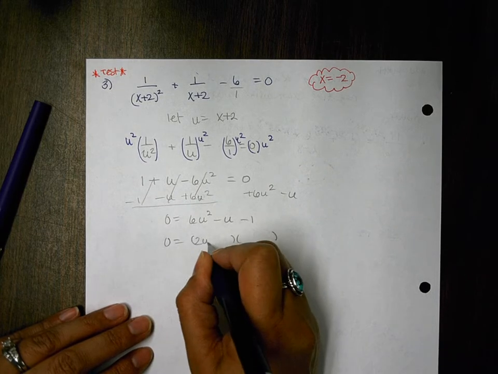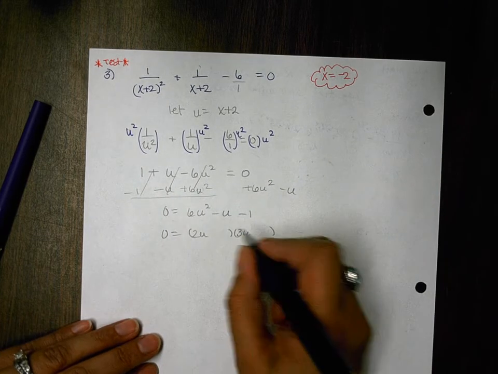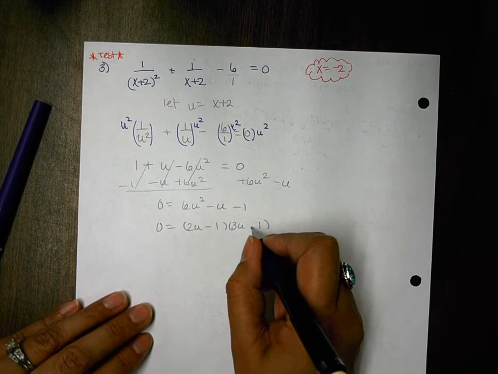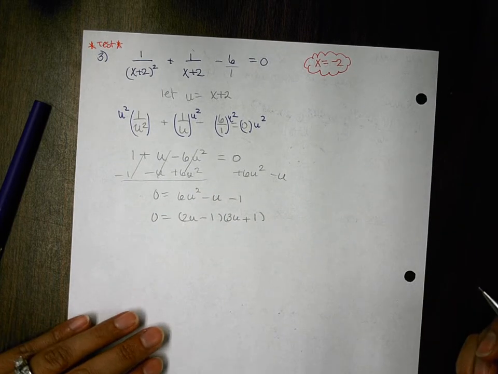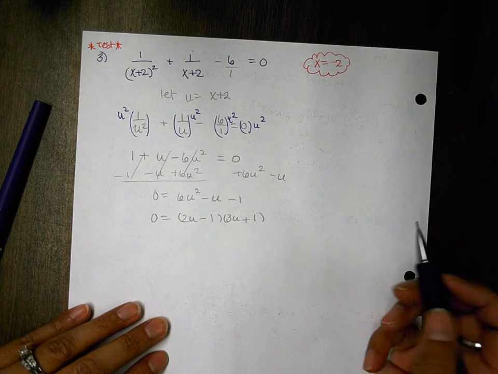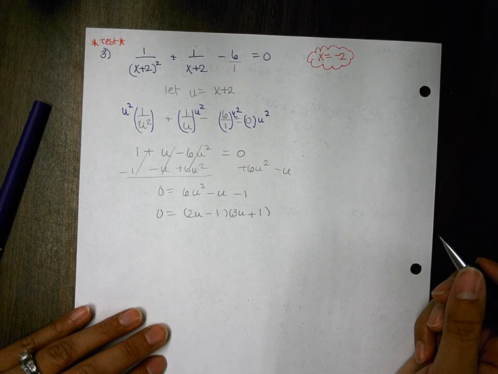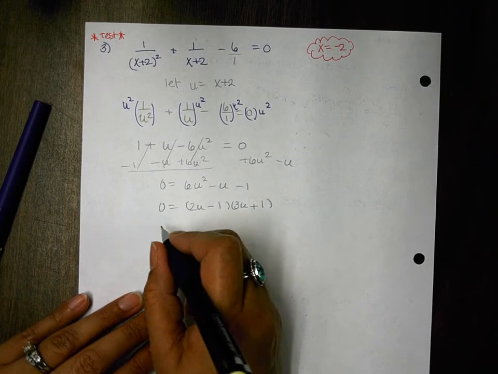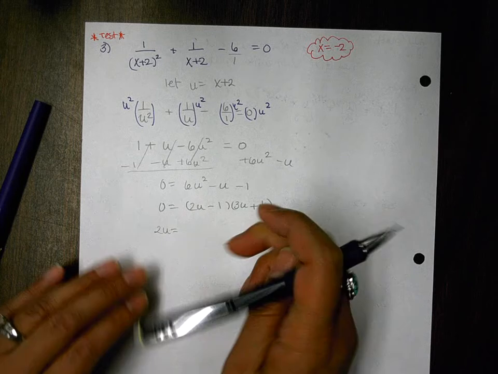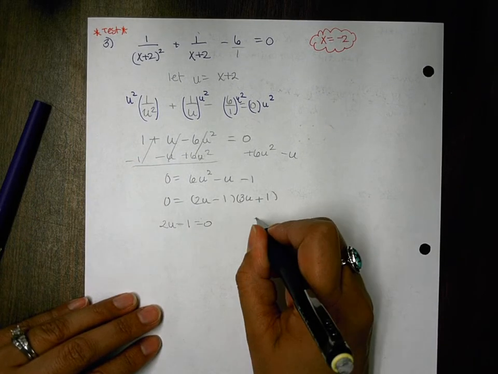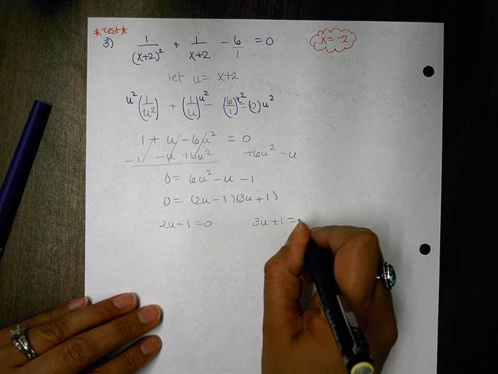I'm going to use 2u and 3u, 1 and 1, and I'm going to make this a negative and that a plus and see if it works. -3, positive 2, -1, it does. And you solve. I'm going to go ahead and set them equal to 0. 2u minus 1 equals 0. 3u plus 1 equals 0.